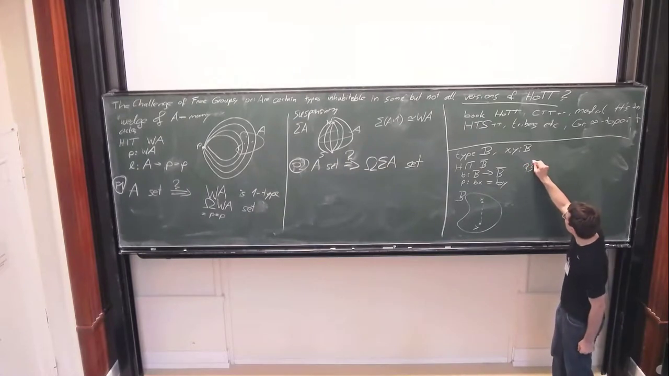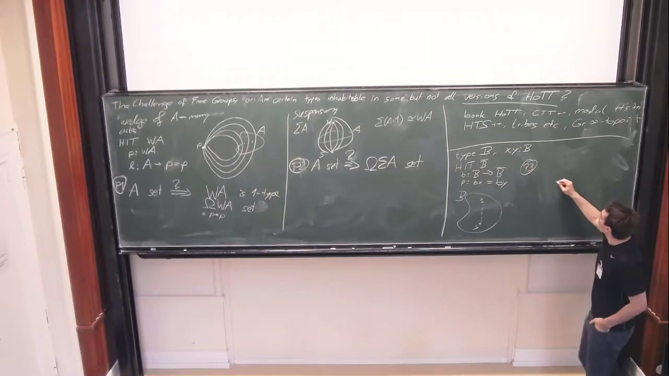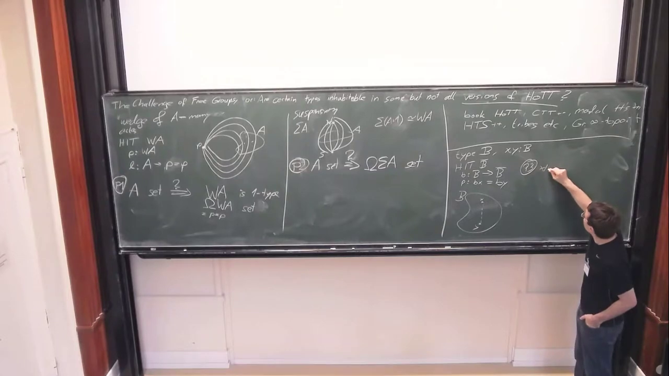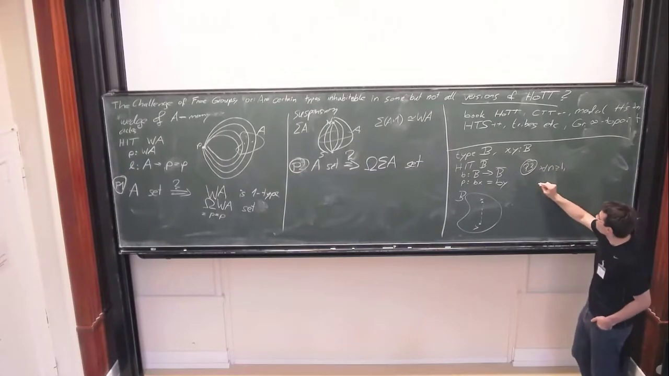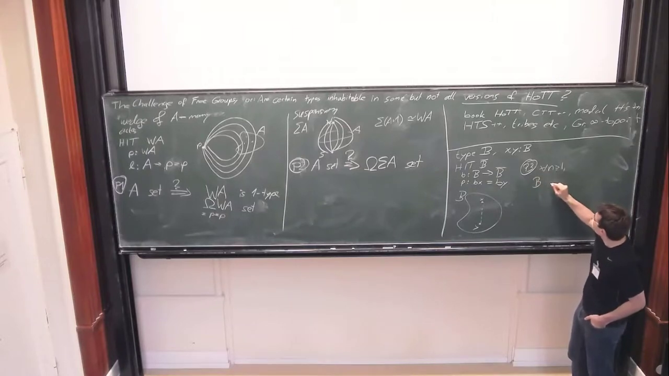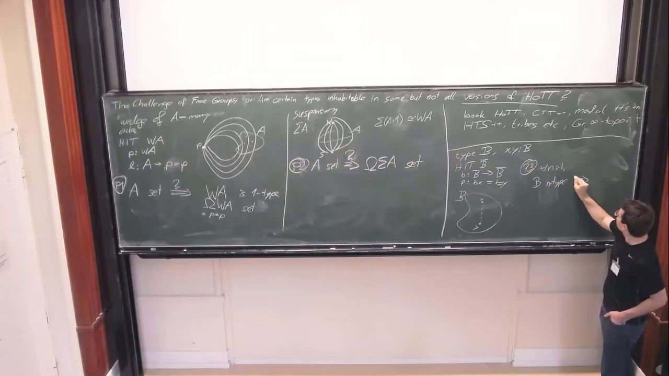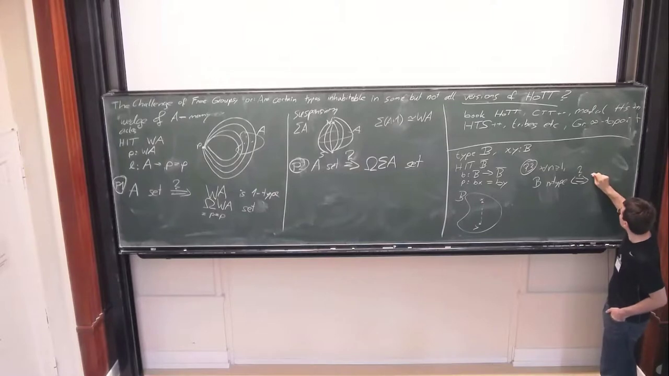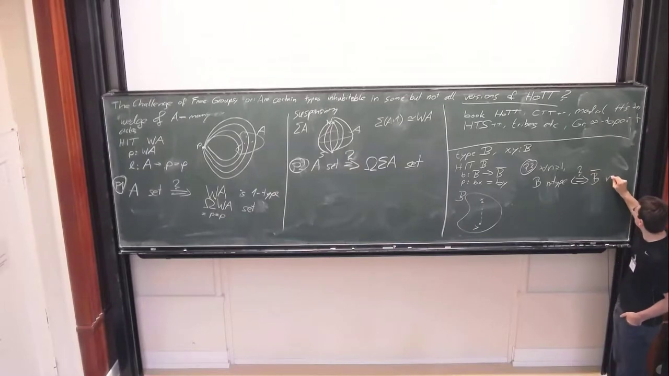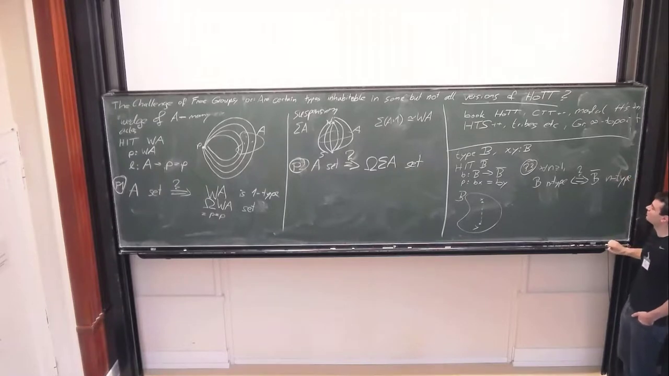let's call it P3. Is it true that for every n, which is at least 1, if B is n truncated, then also B bar is n truncated. And the other direction should also hold.